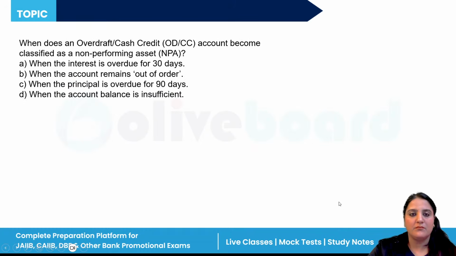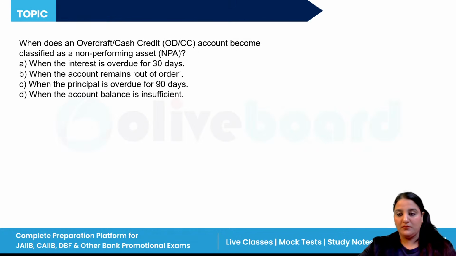When does an overdraft or cash credit account become classified as NPA? See, the account remains out of order in respect of overdraft and cash credit, because an account shall be treated as out of order when the outstanding balance remains continuously in excess of the sanctioned limit or drawing power.